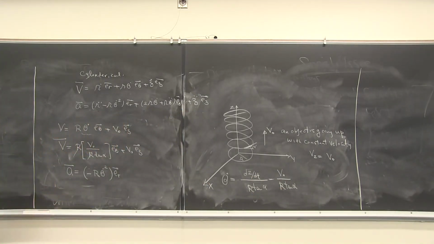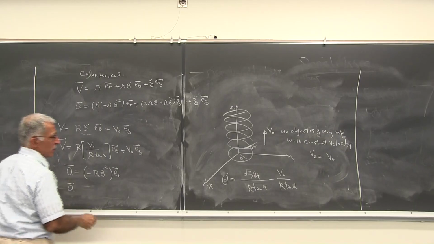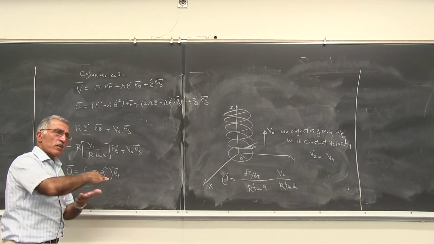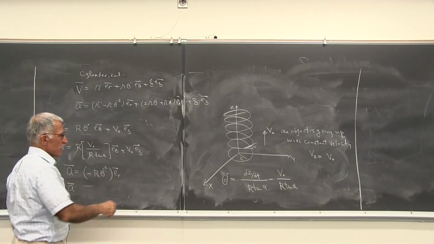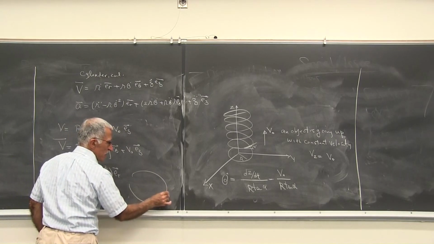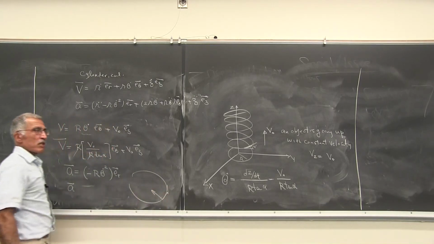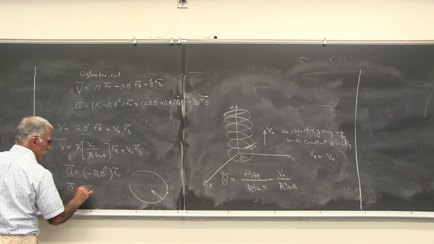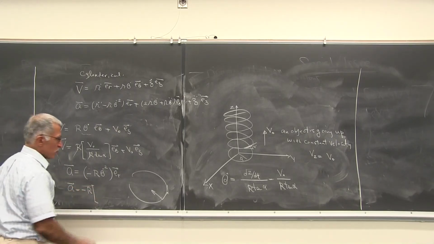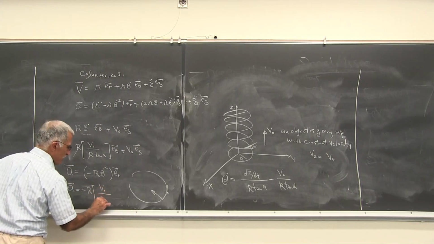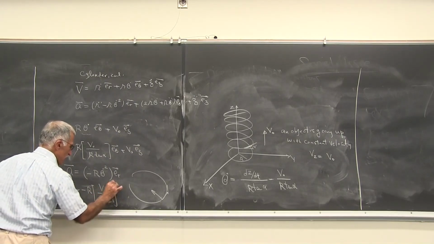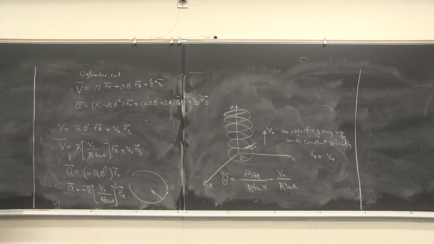Because this is constant, all of those terms would be 0, and z double dot as well. So you just have acceleration, and that acceleration is in the r direction. It's going around this direction and it's going up, but the acceleration is in this direction. And that acceleration is equal to minus r times theta dot squared, which is v0 over r tangent alpha, squared, in the direction of e_r. So this is an application of the cylindrical coordinate system.